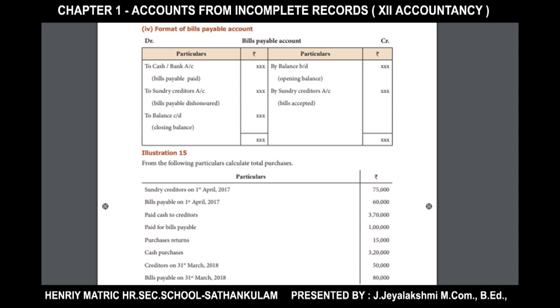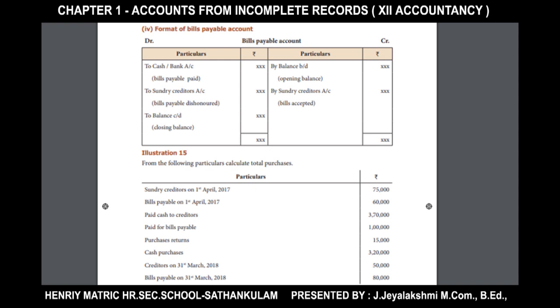Now we are going to see the illustration, page number 20. From the following particulars, calculate total purchase. Here, sundry creditors on 1st April 2017 is given, 75,000. It is to be taken in the total creditors account, on the credit side. Next, bills payable on 1st April 2017, 60,000 is given, which we have to write in the bills payable account.